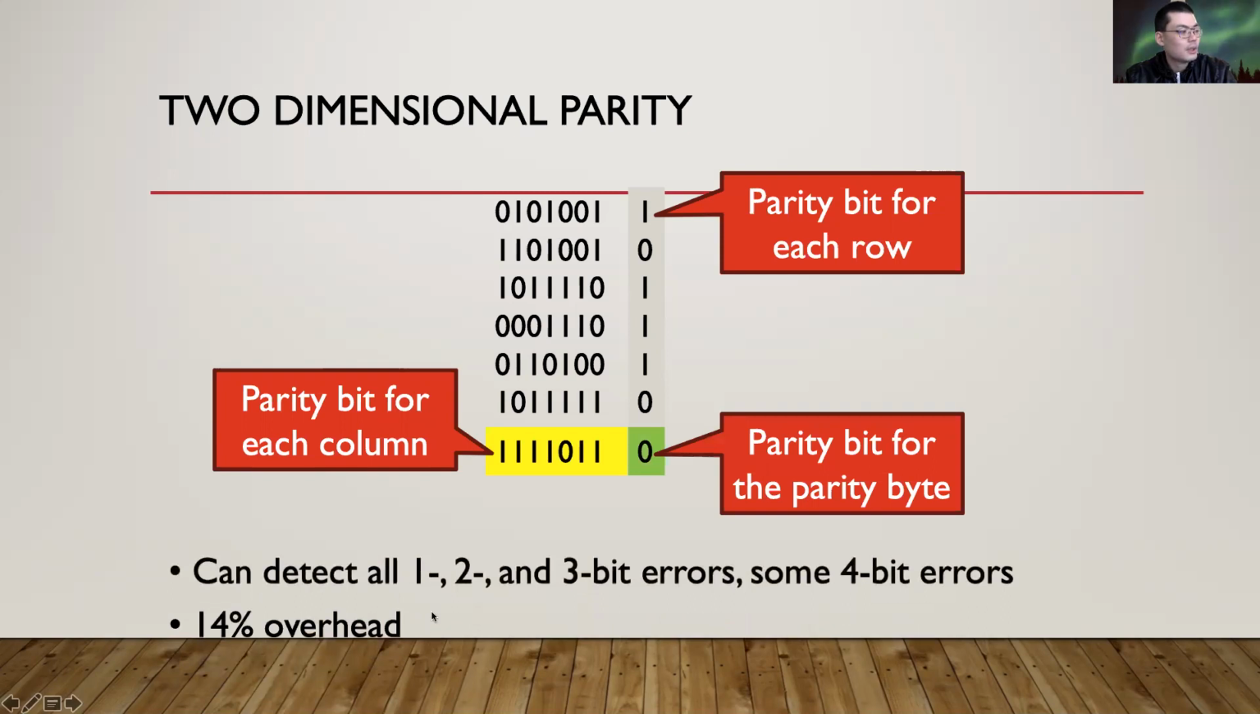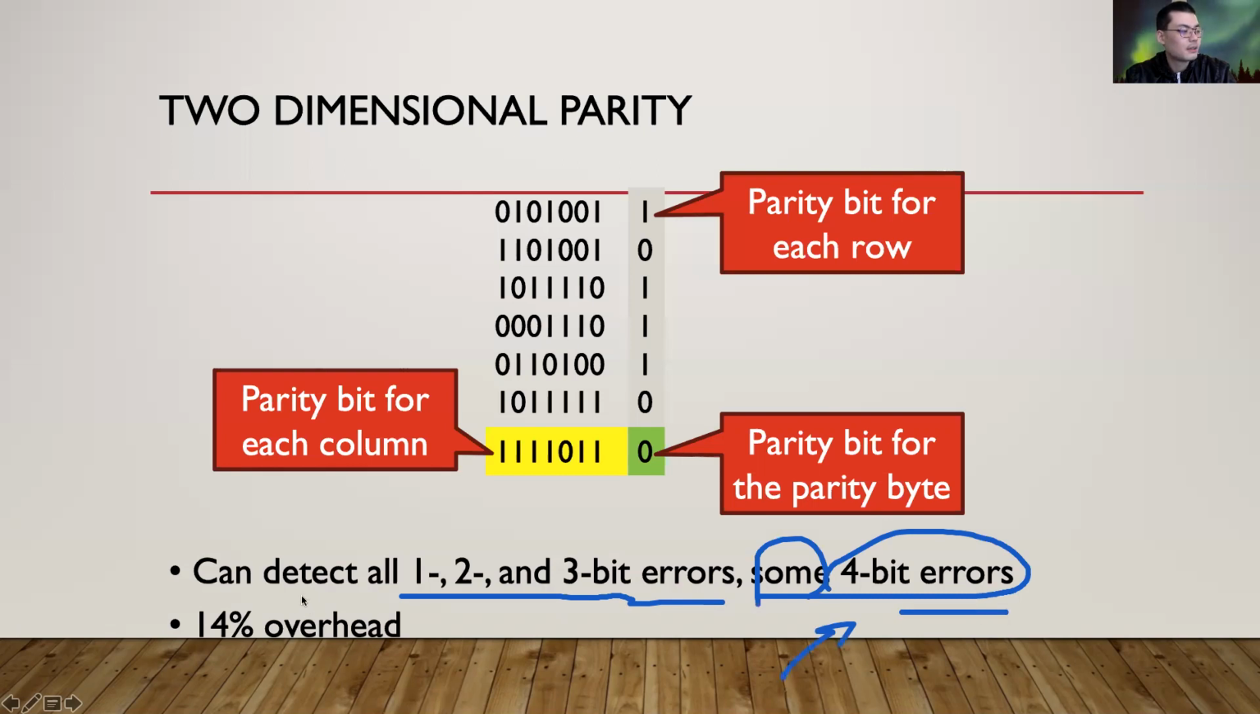So this scheme can actually detect up to 3-bit errors. If you have burst errors, that's fine, as long as the burst is not too long, 3 bits, we can detect it. Some 4-bit errors we can also detect, but more than that, we have no guarantee, which means some 4-bit errors we cannot detect. And we're talking about detection here, so we can also recover 1-bit errors. We'll see why shortly in the animation.